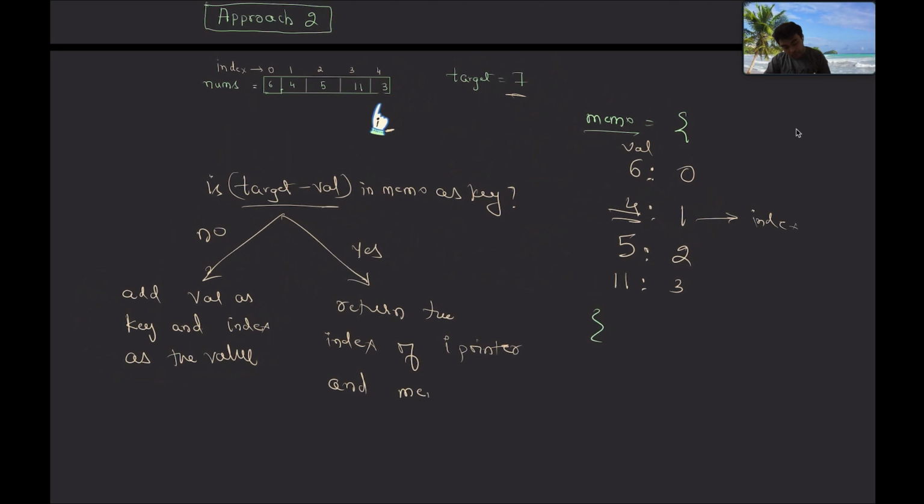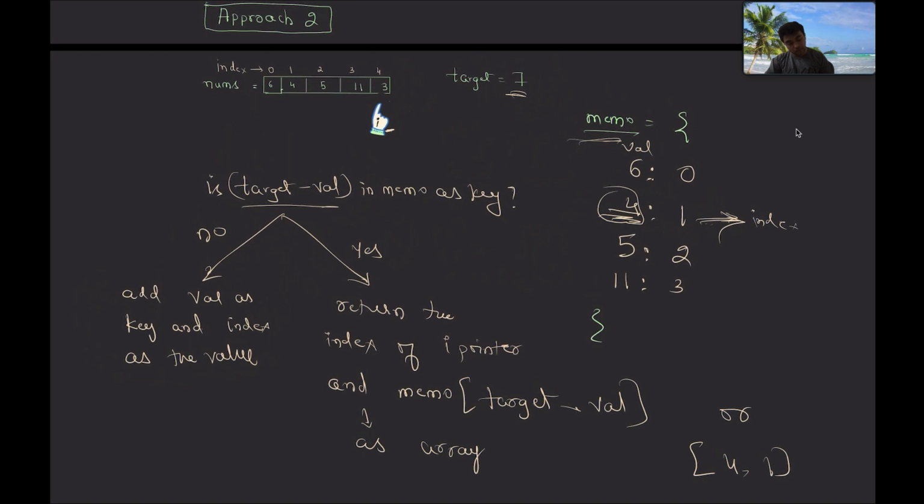So we need to return memo of target minus value. So the target is 7 minus 3. So the memo of 4, we return memo of 4, which is the index 1. And we return this as an array. So meaning in this case, we return 4, comma 1, or we can return 1, comma 4. So both are acceptable. And that's how we memoize this.